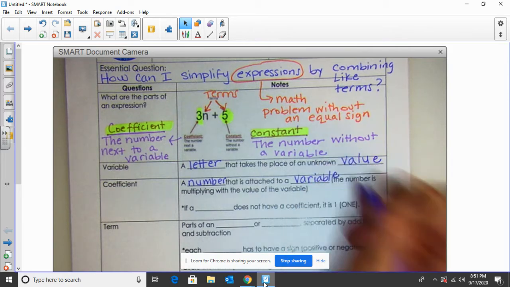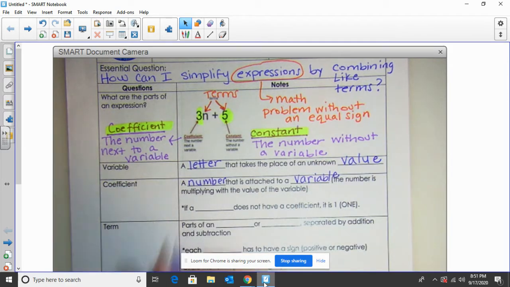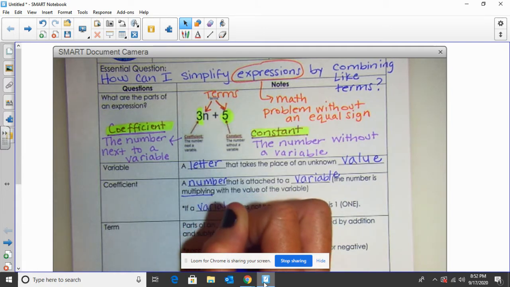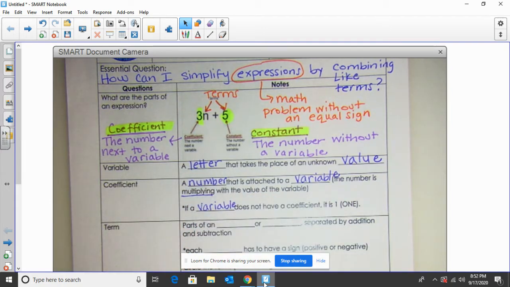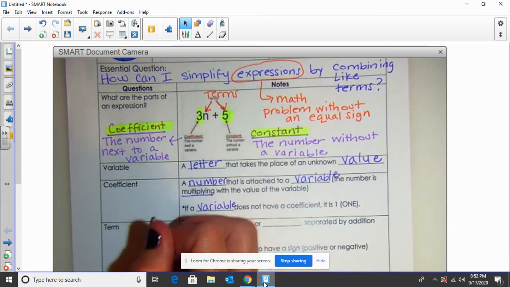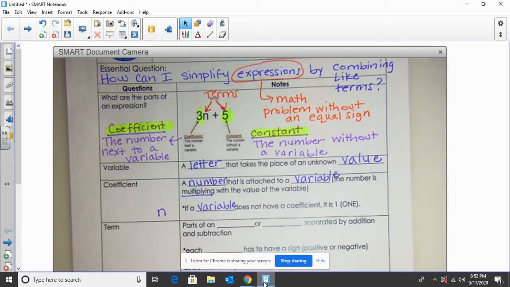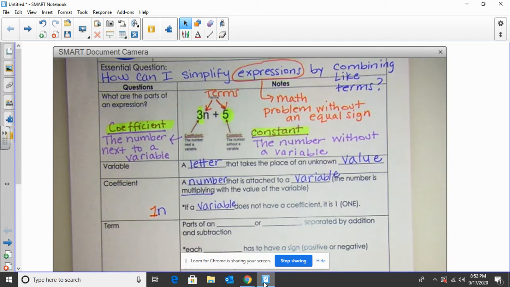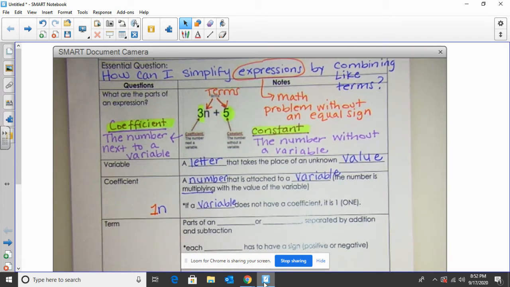When a number and a letter are together, it means that they are multiplying. So eventually you're going to be given a value for that variable, and when you are, then you would multiply the number and whatever the value of that variable is together. Sometimes, if a variable does not have a coefficient, then it's secretly a 1. So if I just had n by itself, the coefficient is 1 because there's one n sitting all by itself.